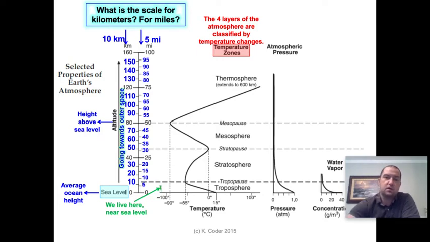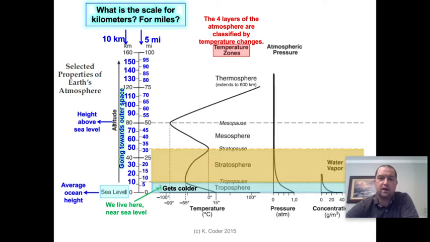Our first scale here is temperature. In the troposphere, temperature decreases. On average, it's 15 degrees Celsius at the surface, and as we go up through the troposphere, it gets down to negative 55 degrees Celsius. So it gets colder. The next layer is the stratosphere. Look at the temperatures: it's going from negative 55, and as we go up in altitude, it gets warmer, to 0 degrees Celsius.